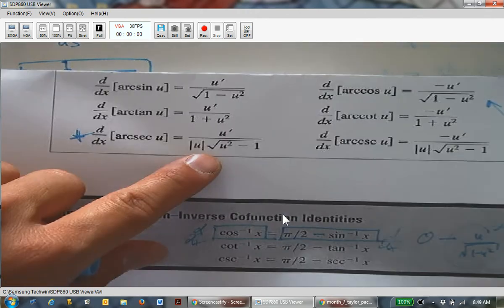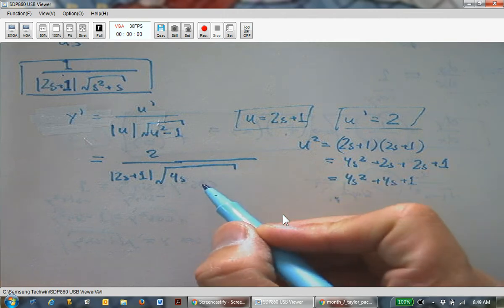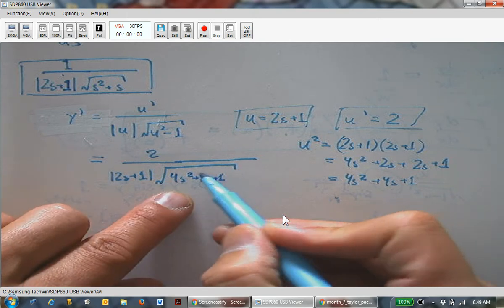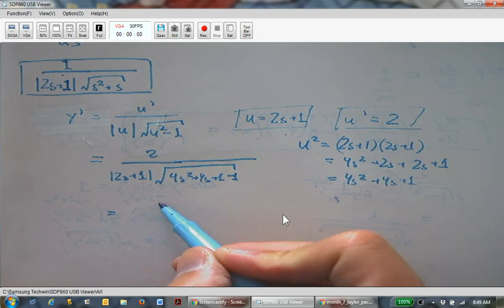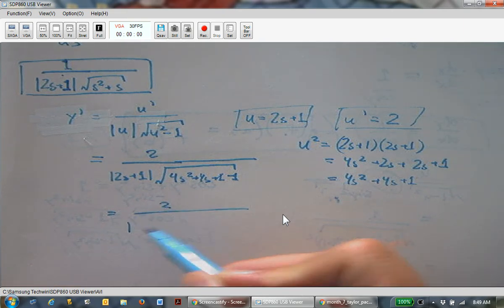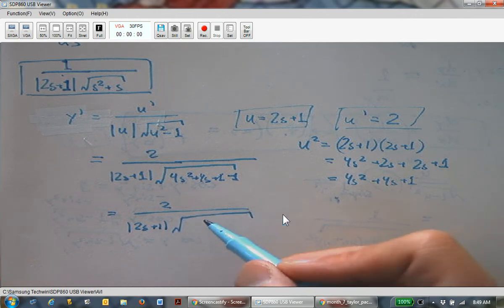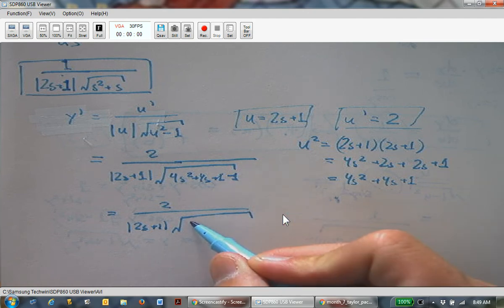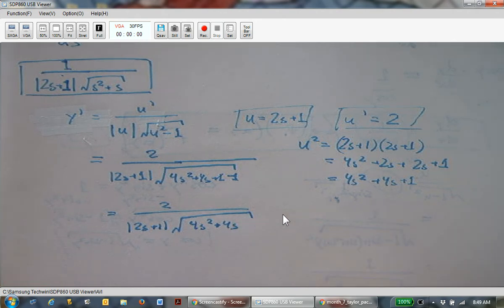Our formula is u squared minus 1. So I was incorrect in doing this. So it's 4s squared plus 4s plus 1, that is in place of u squared minus 1. Okay, so now if we had to rewrite this, it would be the 2 over the absolute value of 2s plus 1. And then the positive 1 and negative 1 are going to cancel out, giving us 4s squared plus 4s. You might be already able to see where I'm going to go with this.